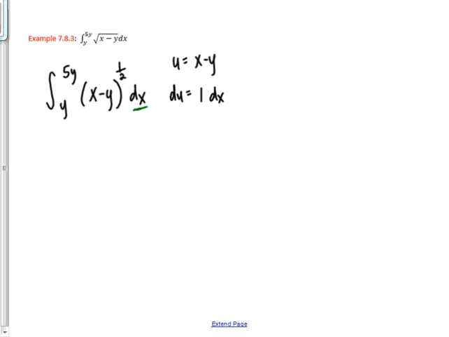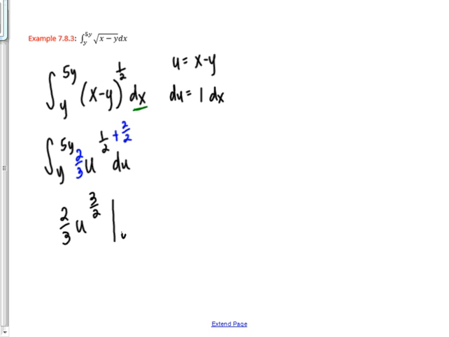So this becomes integral from y to 5y of u to the 1/2, and du is just 1 dx, which is exactly what I had. If I integrated it, I'm adding 1 to it and getting 3/2, and dividing by 3/2 is the same as multiplying by 2/3. So I end up with 2/3 u to the 3/2, and I'm going from y to 5y, but I don't want to make the mistake I made a minute ago. I need to switch that back. So it's 2/3 times x minus y to the 3/2. In my last video, I forgot to switch it back and I had to go back and erase.